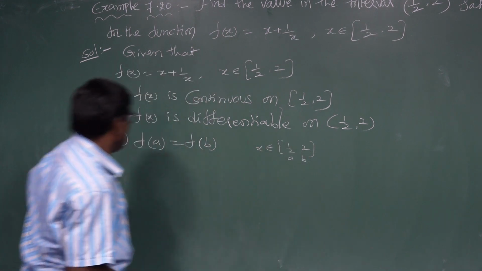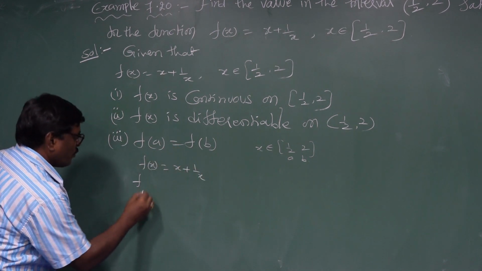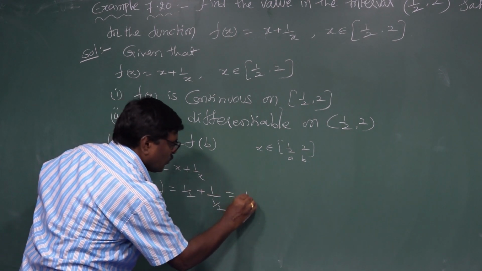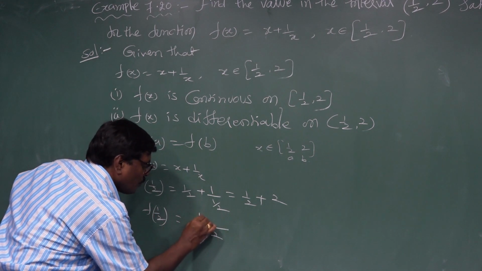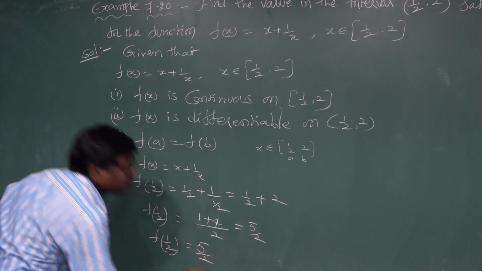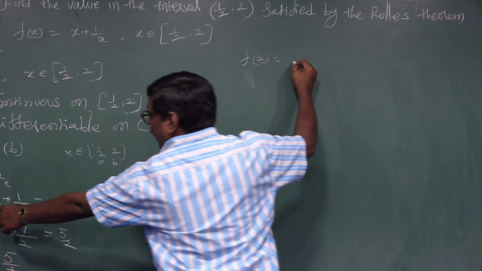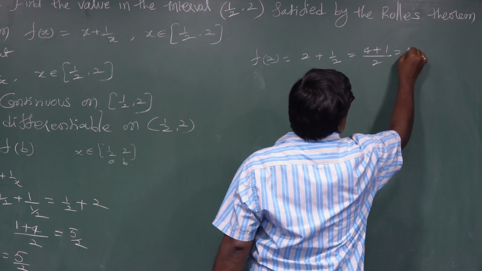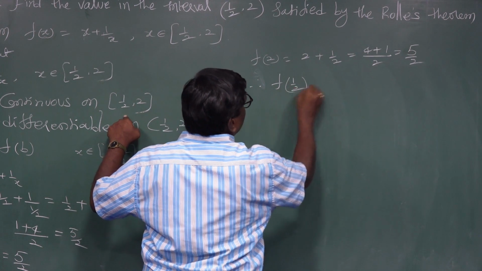This is a, this is b. The function is f(x) = x + 1/x. a is equal to 1/2, so f(1/2) = 1/2 + 1/(1/2) = 1/2 + 2. The LCM is 2, so 1 + 4 gives 5/2. f(1/2) equals 5/2. Next, f(2) = 2 + 1/2 = 4 + 1 over 2 = 5/2. Therefore, f(1/2) is equal to f(2).